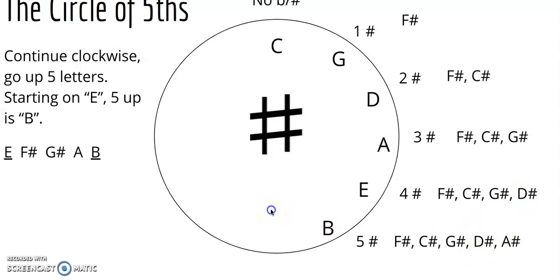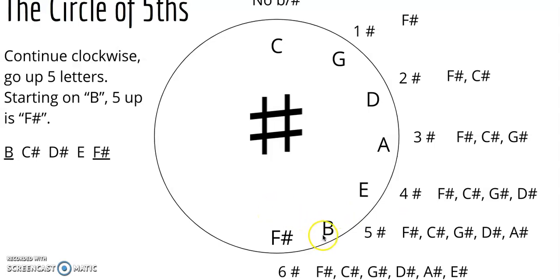We have 2 more. Now, starting on B, 5 away is F sharp. 1, 2, 3, 4, 5. The key of F sharp has 6 sharps, and they are F sharp, C sharp, G sharp, D sharp, A sharp, and E sharp. And notice they stay in the same order every time. They don't change or move around.